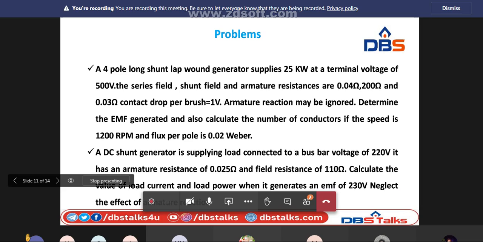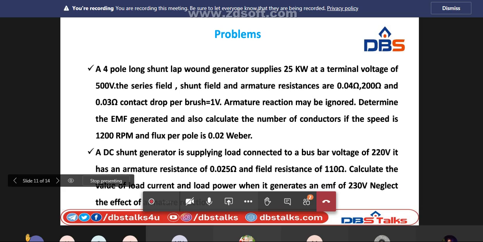Series field, shunt field, and armature resistance are 0.04, 200 ohm and 0.03 ohm, with contact drop per brush. Contact drop per brush is 1 volt, for each brush 1 volt. Armature reaction may be ignored. Determine the EMF generated and also calculate the number of conductors if the speed is 1200 rpm. Flux per pole is 0.02 Weber, right?